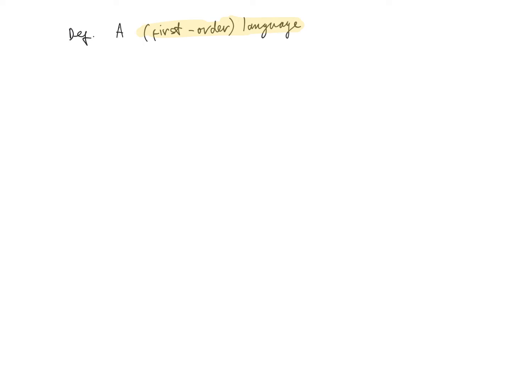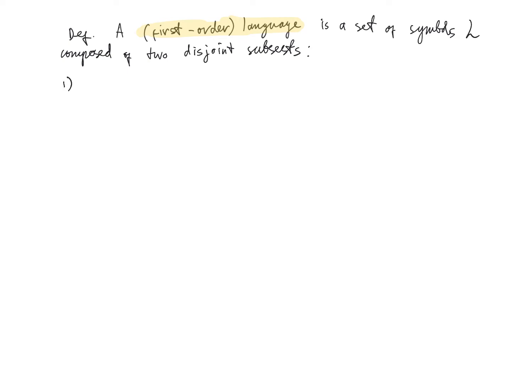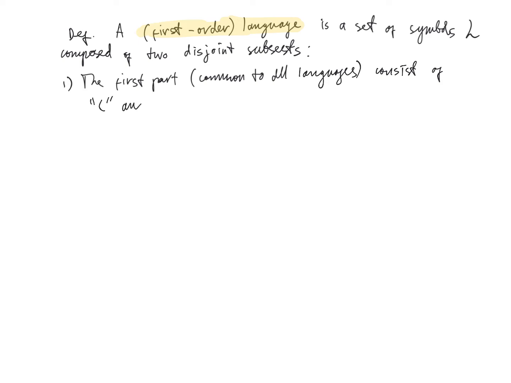A first-order language, or just language for brevity, is a set of symbols, typically denoted as L, composed of two disjoint subsets. The first part will be common to all languages, and consists of the auxiliary symbols left bracket and right bracket together with the following so-called logical symbols.